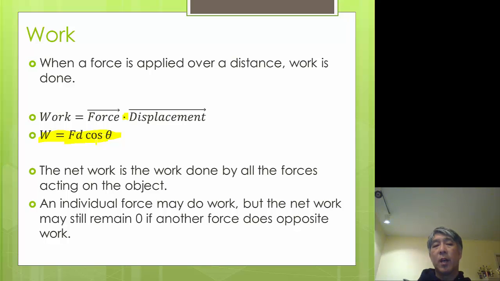We're also going to be focusing on the difference between net work, where all the forces acting on an object are equivalent to the net force, and then the net work would be the work done by the net force. However, there will be times it makes sense to look at an individual force, because by doing so we can evaluate those individual forces while we measure or calculate what the net work is from acceleration and the net force.